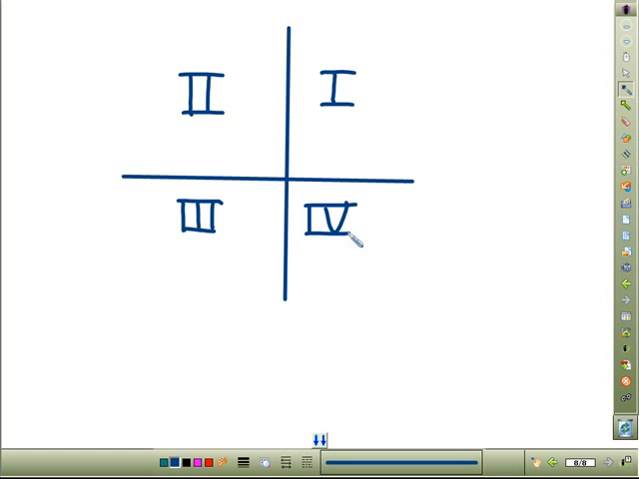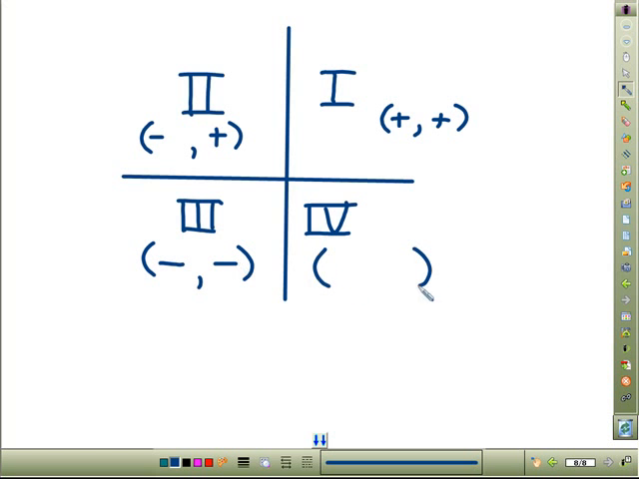Now notice that in quadrant 1, if you look at the ordered pairs, they're both positive, right? In quadrant 2, you've got a negative x and a positive y. And in quadrant 3, what do you got? A negative and a negative. And that's right. In quadrant 4, you've got a positive and a negative. Does everybody see that?